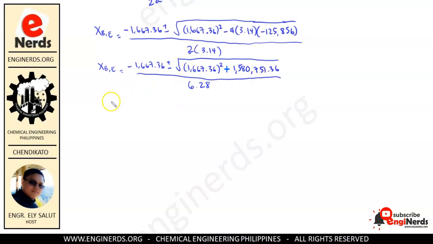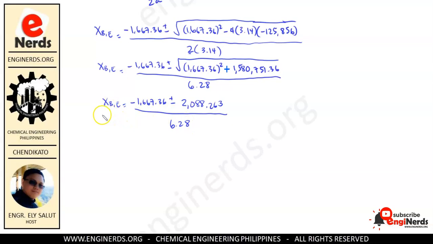So, we will have here XBE is equal to negative 1,667.36 plus and minus the square root of 1,667.36 squared plus 1,580,751.36, and getting the square root of that is equal to 2,088.263. So we have 2,088.263 over 6.28. So obviously guys, dito yung minus will not work because our answer will be negative.